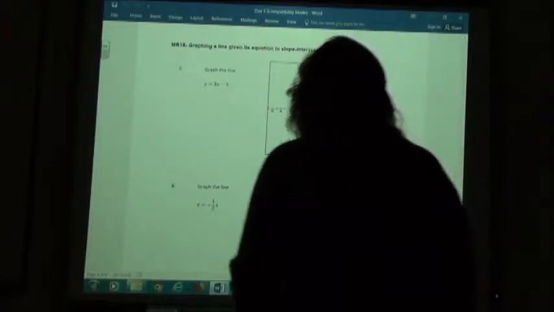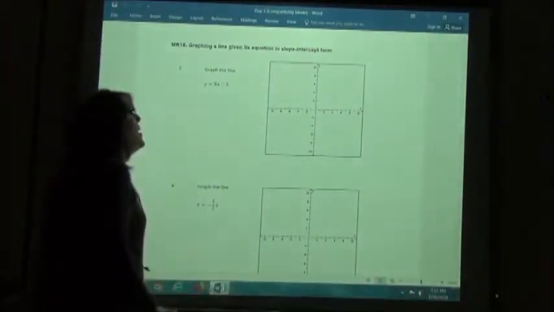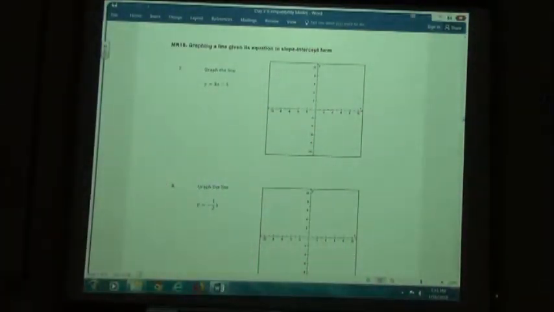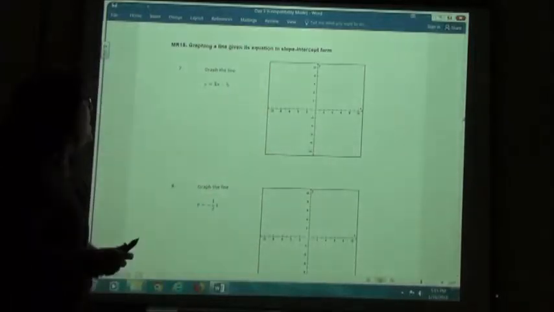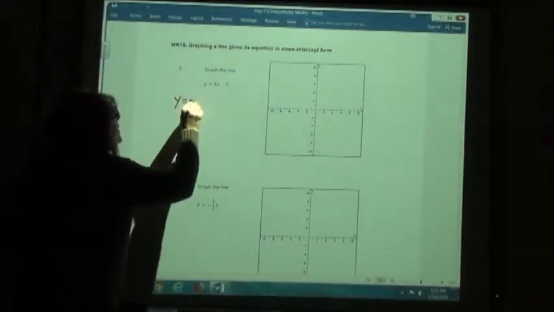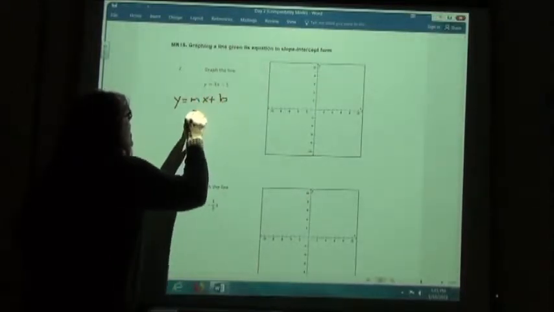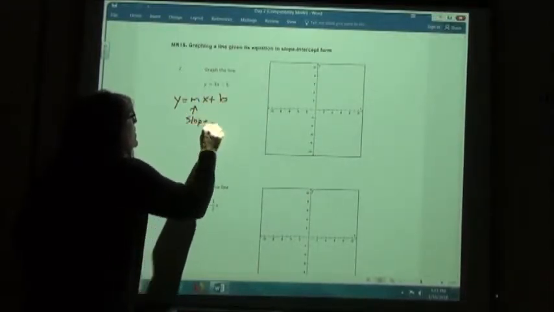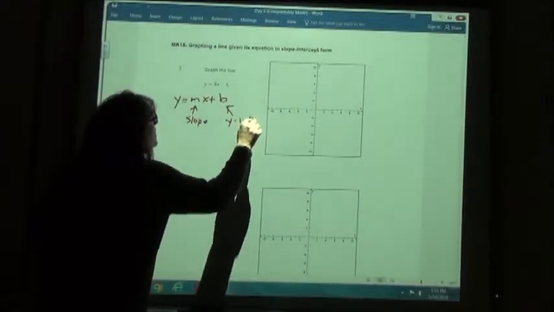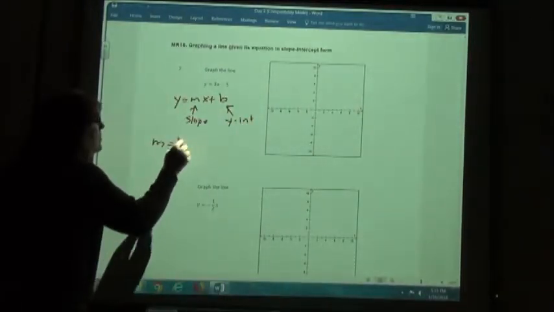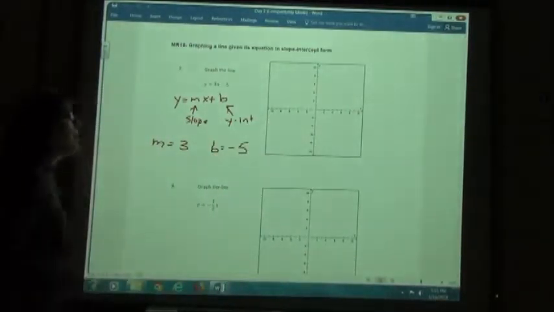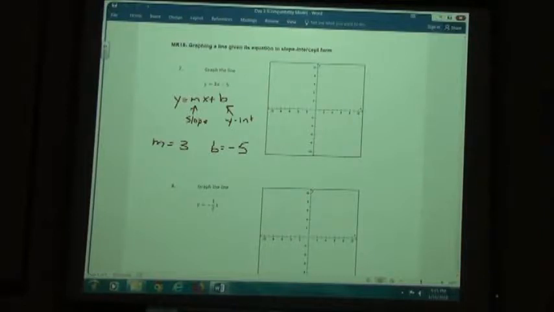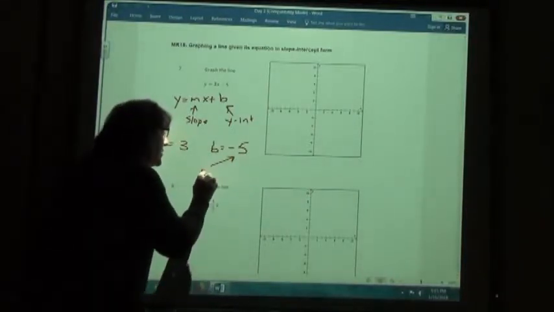Seven, 8, and 9, we're going to graph an equation in slope-intercept form. And I'm hoping you have enough experience from college algebra and sort of remember graphing. We're going to graph by using the slope and the y-intercept since that's what we've been talking about. In this case, again, y equals mx plus b, m being my slope, the b being the y-intercept. So in this case, m, my slope is going to be 3, b, my y-intercept is negative 5. What you're going to do is start and plot the y-intercept first.